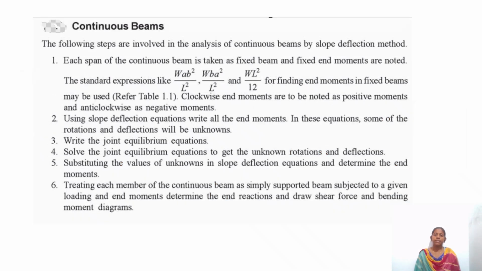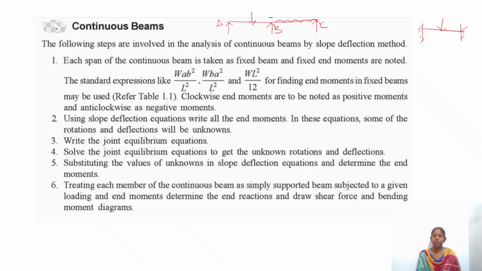So here we can discuss the different steps. The following steps are involved in the analysis of continuous beams by the slope deflection method. Each span of the continuous beam is taken as a fixed beam and the fixed end moments are noted. For example, if you are given a problem like this, consider each span A to B and B to C separately. Consider the fixity at the ends, and consider the loading given in each span.